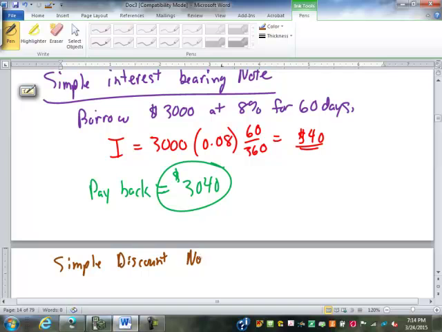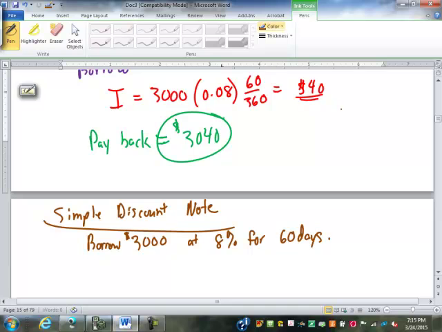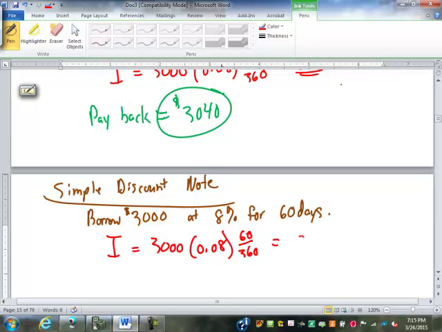In a simple discount note, let's say you borrow $3,000 at 8% for 60 days. The amount of interest is $3,000 times 0.08 times 60 over 360, or 40 bucks. That looks kind of familiar, doesn't it? Except this isn't called interest, it's called a discount. So there's a $40 discount on this note.